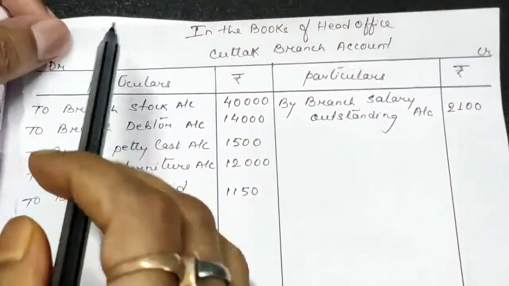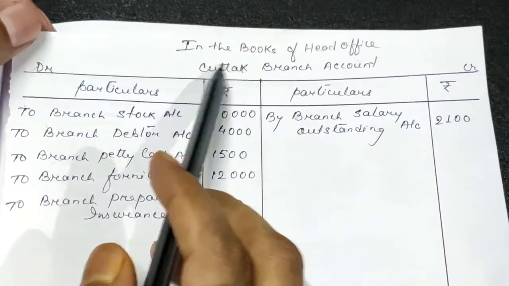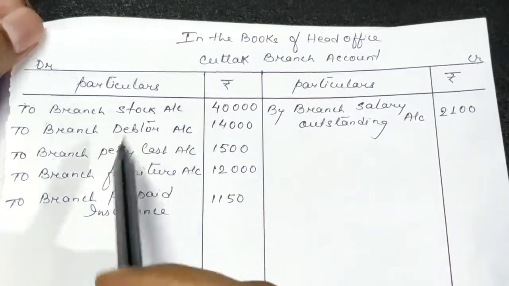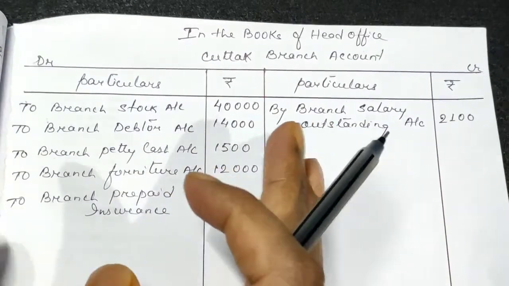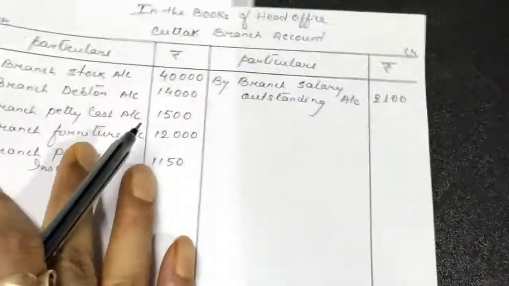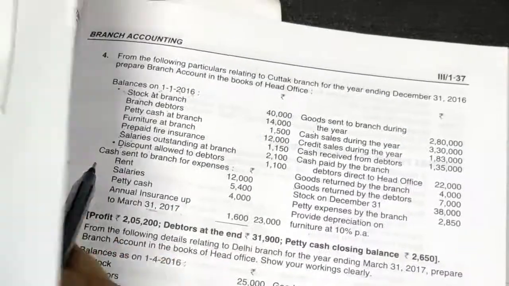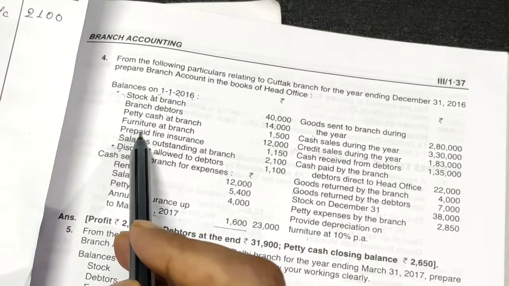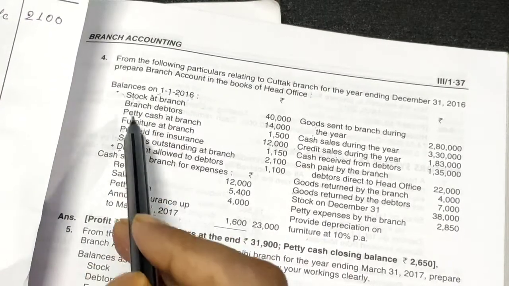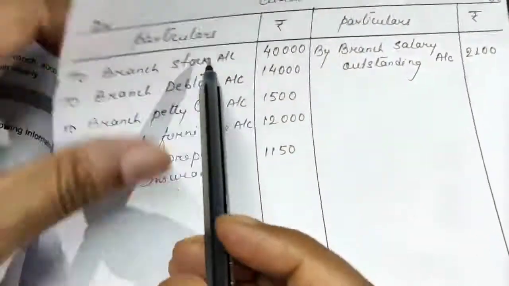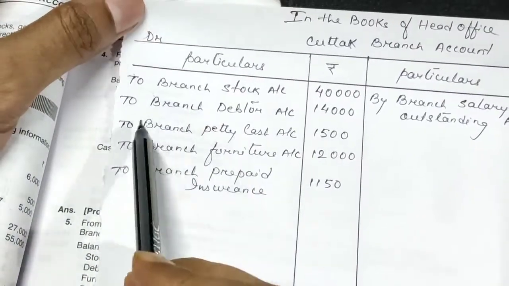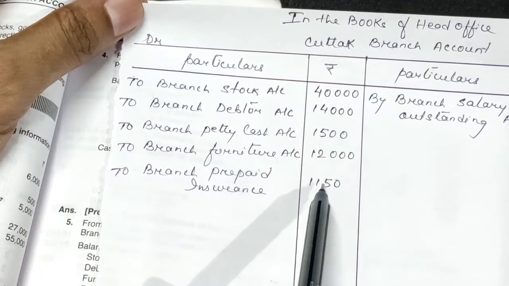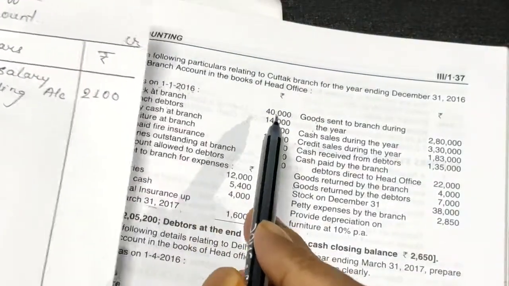So here you see, first of all you will prepare the account like that. In the books of head office, Cuttack branch account, debit, credit, particulars, amount. Now first of all you see what I wrote here. I wrote the opening balances. As I told you that you can see the question here. These are the opening balances: stock, debtor, petty cash, furniture and prepaid. They are asset opening balances. Asset opening balances will come in the debit side. You see I wrote here to branch stock, to branch debtor, to branch petty cash, to branch furniture, to branch prepaid insurance, and I wrote the amount accordingly. Okay, it's given here in the question.